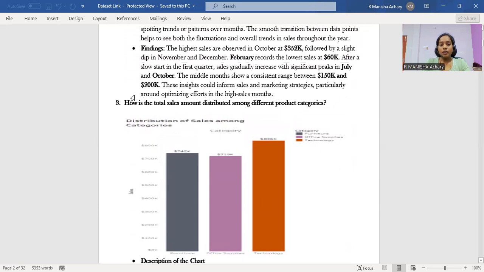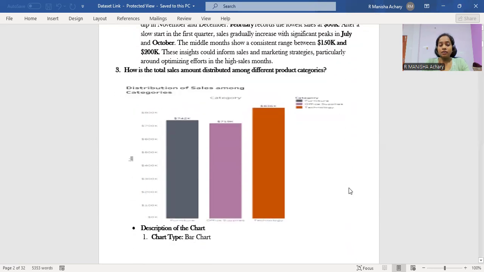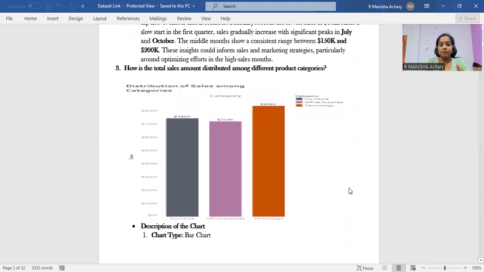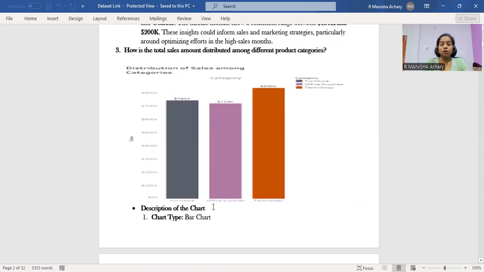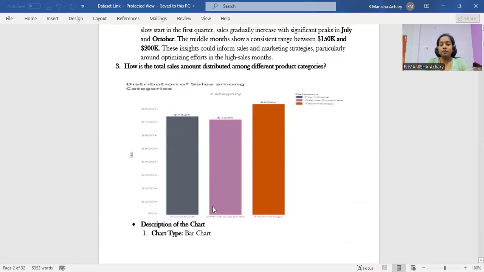the question is how is the total sales amount distributed among different product categories? So from the question, we understand that we have to show the sales distribution among different product categories. I have chosen a bar chart for this visual. Why a bar chart? Because product category is category based, so a bar chart is most suitable for categorical data.